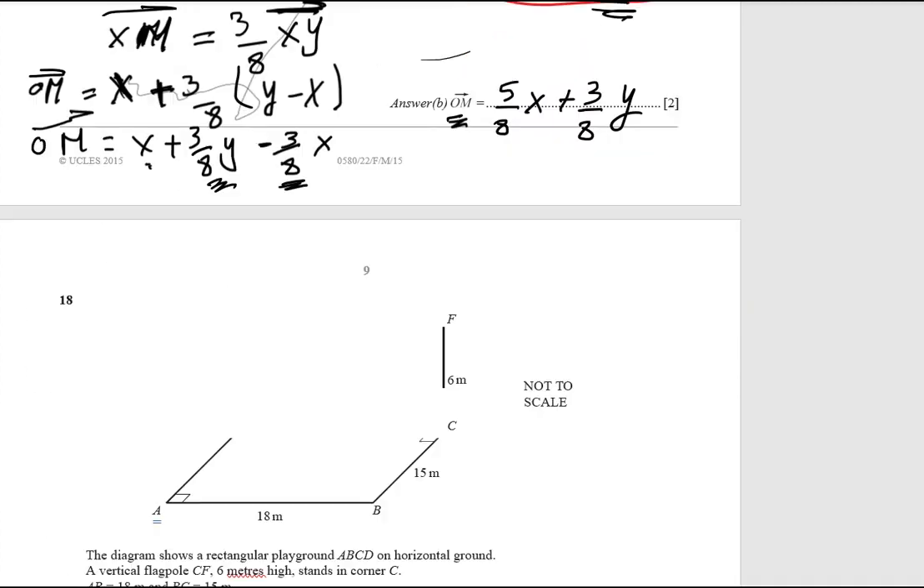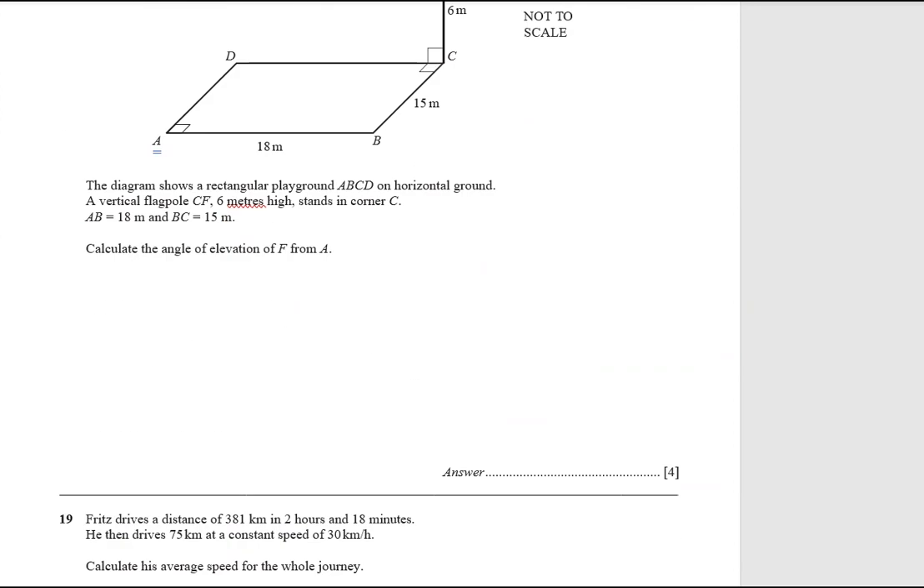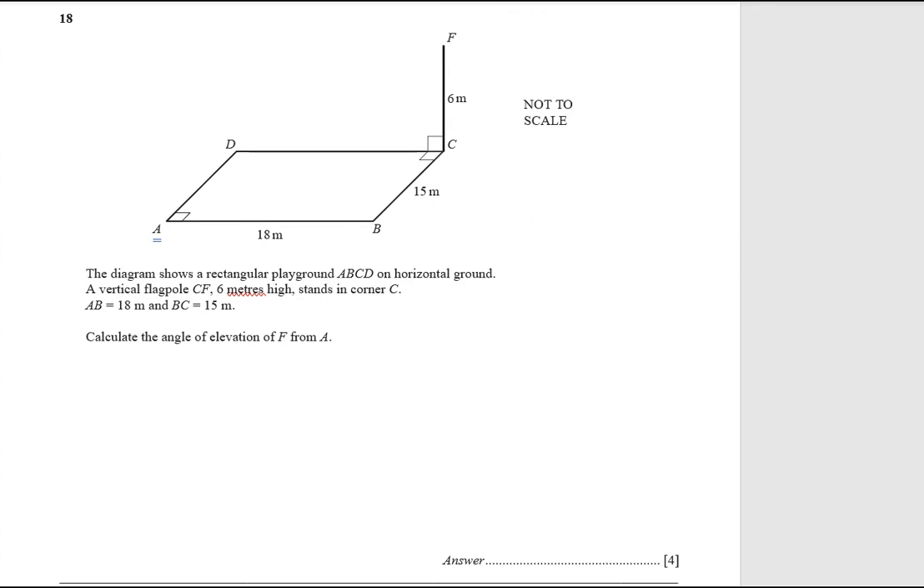I hope you understand the steps. Okay, let us go ahead to another question. The diagram shows a rectangular playground, A, B, C, and D. This is our rectangular playground on horizontal ground. CF is a vertical flagpole, which is this one from point C, 6 meters in height. So the height of this flag is 6 meters. It stands in the corner at C. AB is 18 meters and BC is 15 meters.